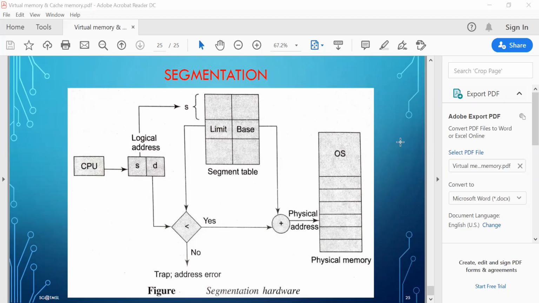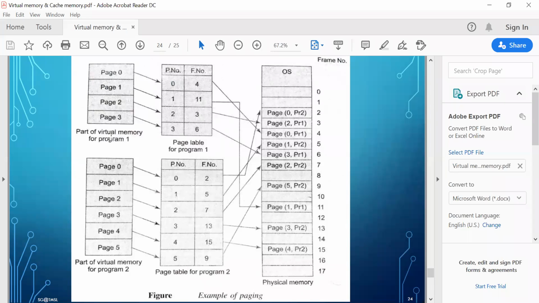Like here, as given in this example, program 1 is divided into 4 pages and program 2 is divided into 6 pages. Every page has a different page number. And here, these are the frames, a total of 18 frames. Each page resides in one frame. The space inside a page is equivalent to one frame. If the page size is 4 kilobytes, your frame size must be 4 kilobytes, and generally it is 4 kilobytes.